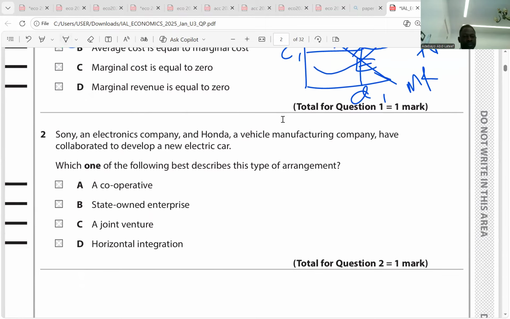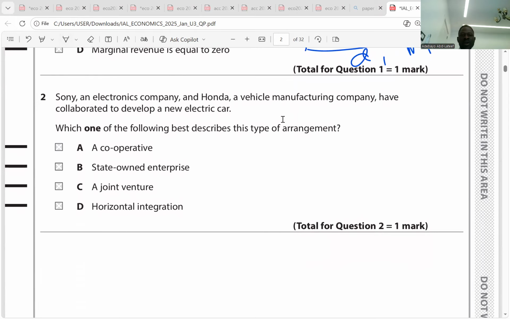Question 2. Sony, an electronics company, and Honda, a vehicle manufacturing company, have collaborated to develop a new electric car. Which one of the following best describes this type of arrangement? Cooperative, state-owned enterprise, joint venture, horizontal integration. Sony is a private company. Honda is also a private company. Coming together to develop a new project or start up a new project is a joint venture. So for question 2, it's C.